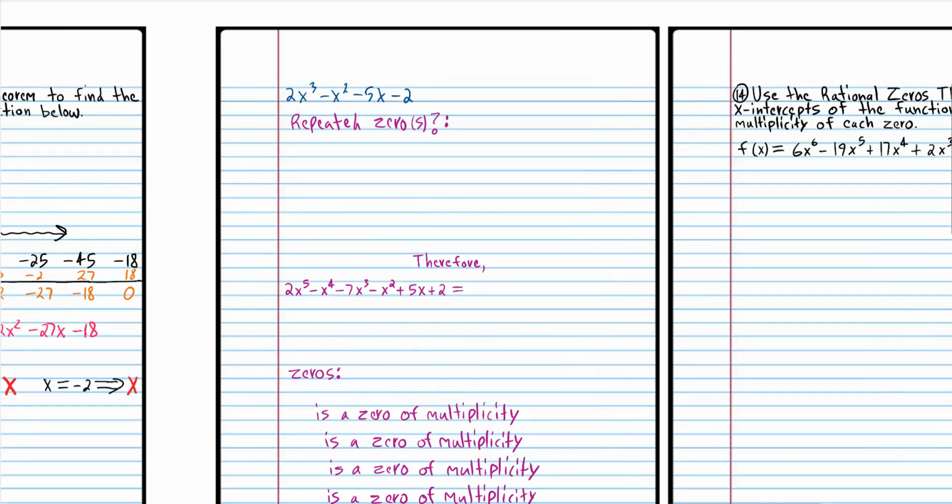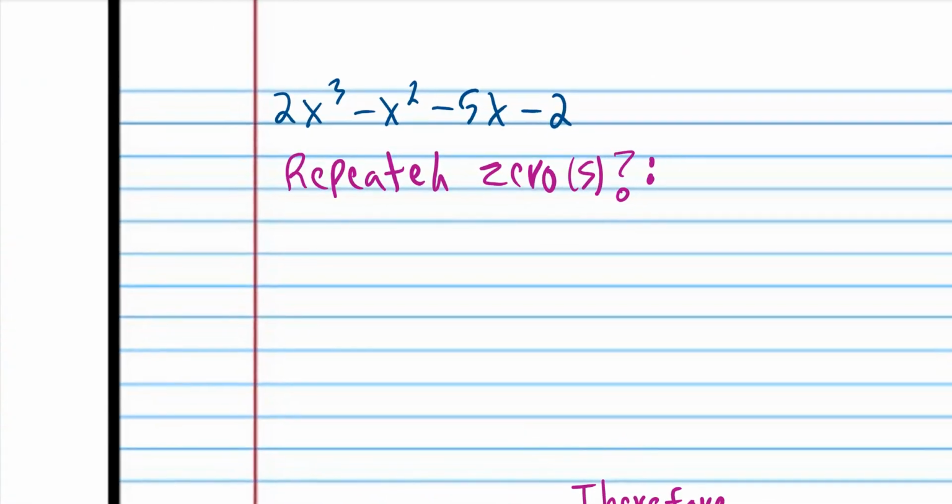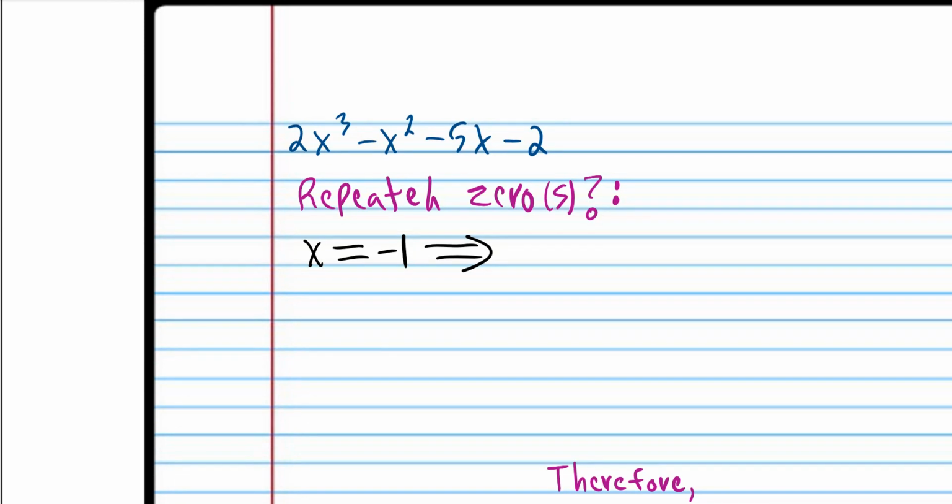So we're going to plug in -1 again to the depressed polynomial. So we get -2 minus 1 is -3, plus 5 is 2, and 2 minus 2 is 0, so that actually works. So we have a repeated 0.